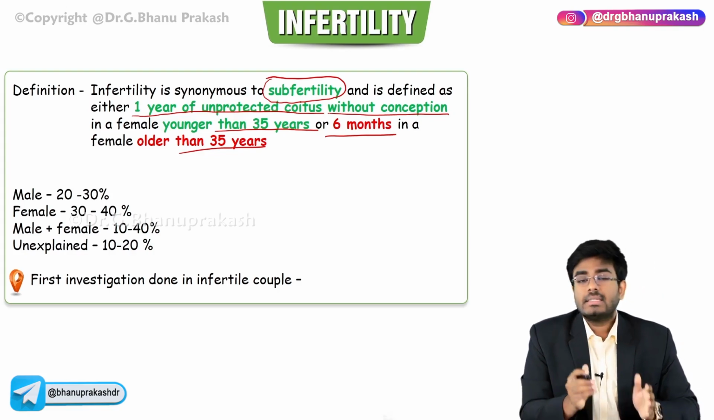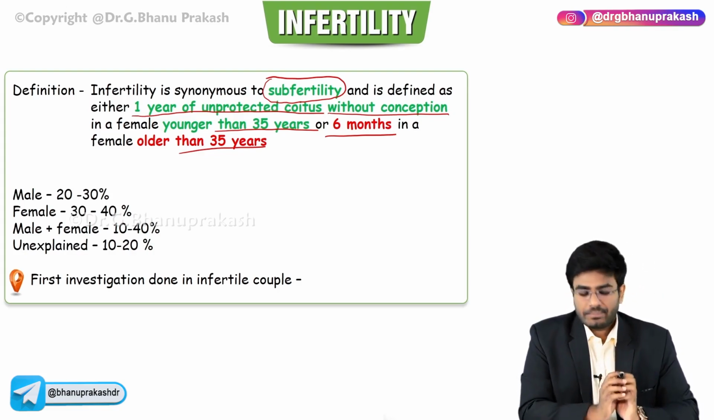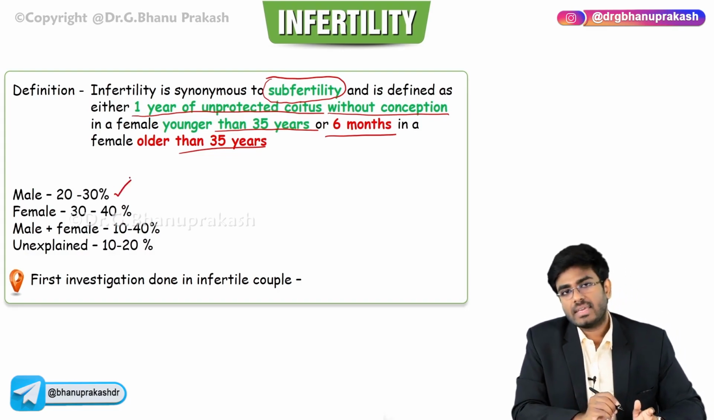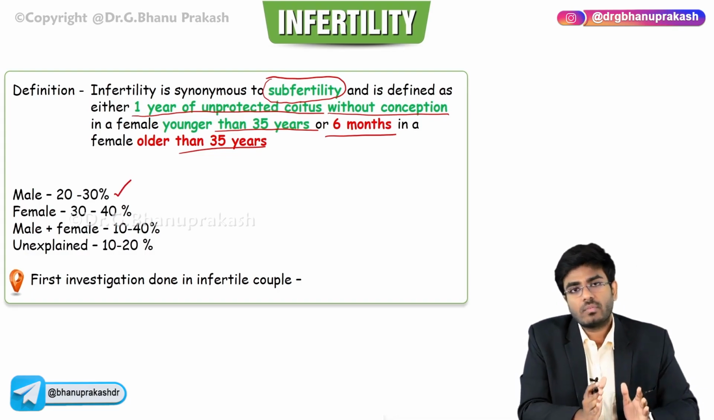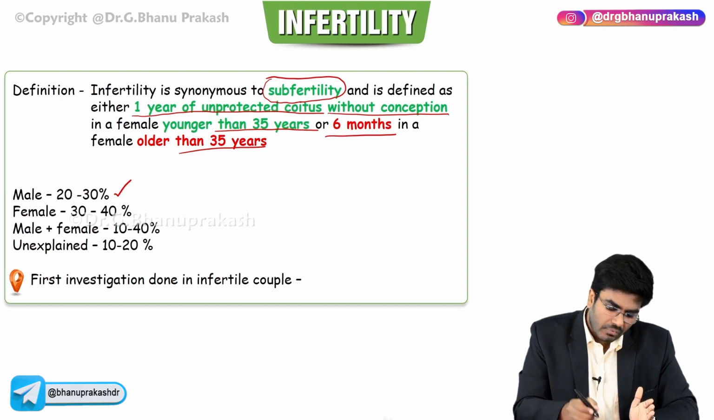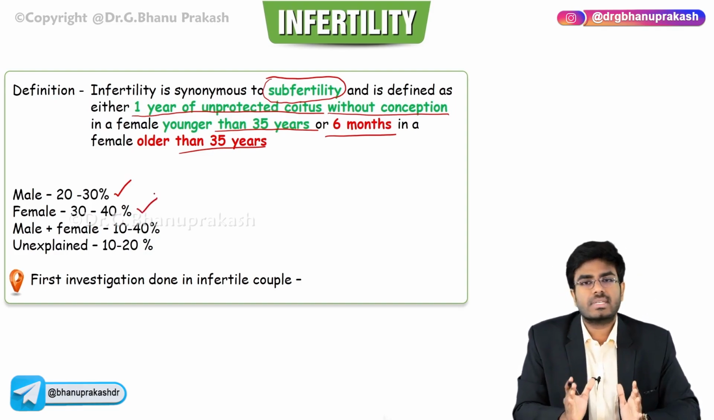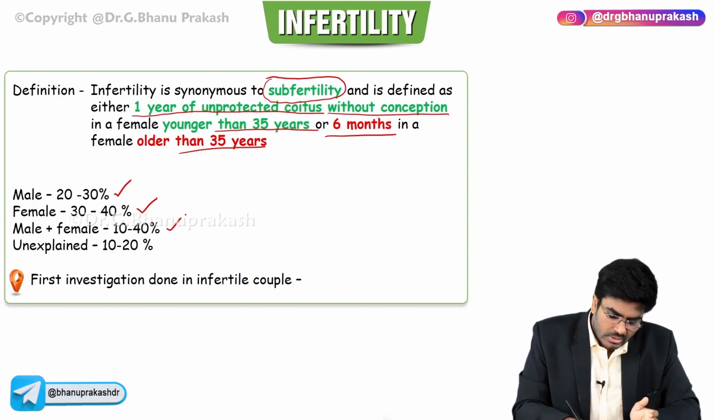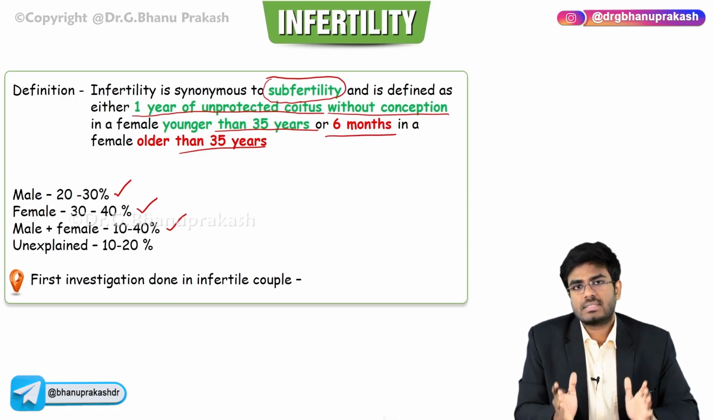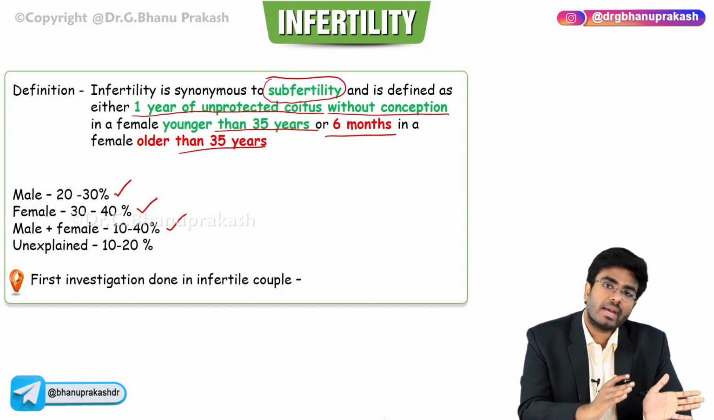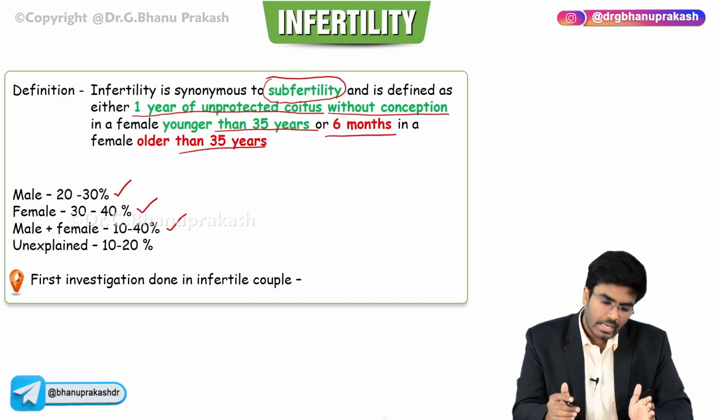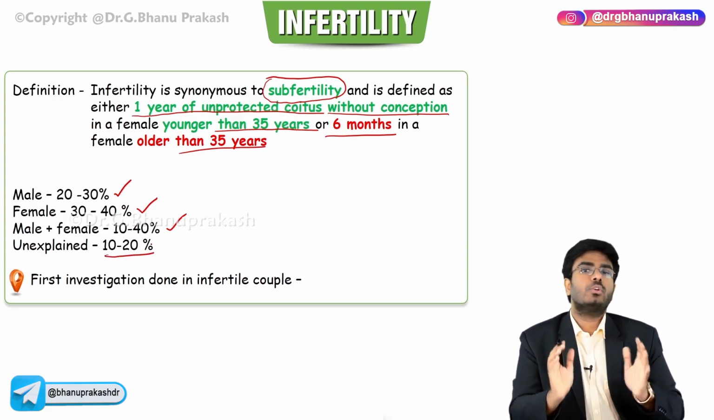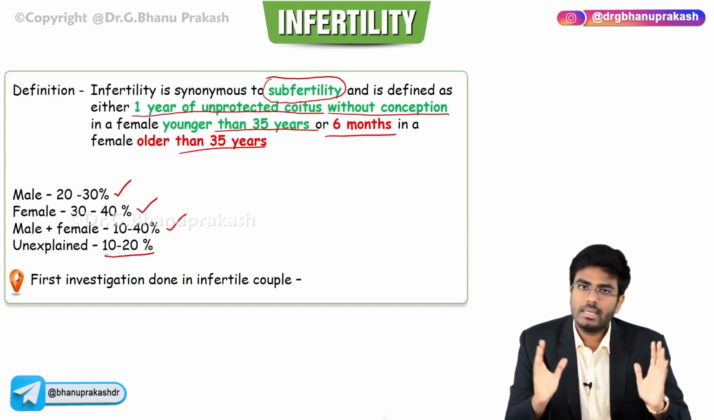Now let's see the causes of infertility. Guys, actually the male is responsible for almost 20 to 30% of the cases of infertility, which means the male alone is responsible for 20 to 30% of cases, and the female is responsible for 30 to 40% of cases. But male and female factors combined come somewhere around 10 to 40% of the cases. In those cases, both the male factors and female factors are leading to the infertility, and unexplained causes of infertility will be somewhere around 10 to 20%. So in 10 to 20% of the cases we don't know what exactly is causing the infertility.